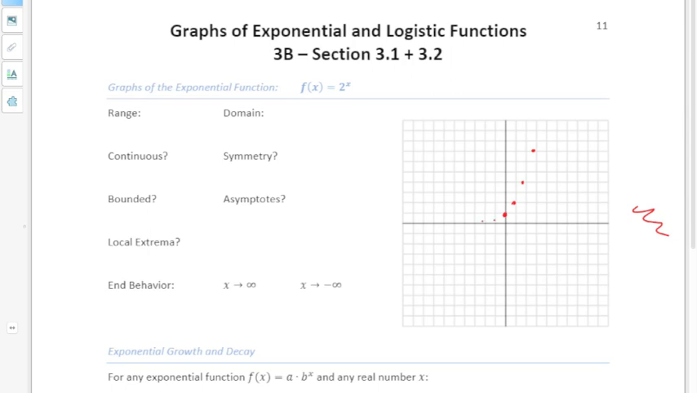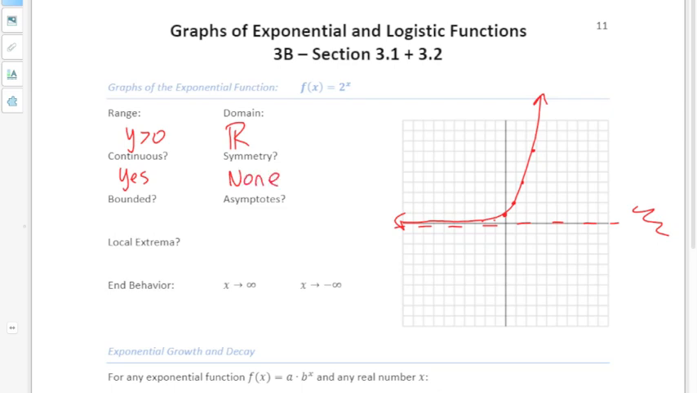And the thing about this 2 to the x, it can never equal 0, and it can never go negative. So we actually have a horizontal asymptote right there. And so we basically have this line that goes like this. So if I'm looking at this, my range is that y is going to always be greater than 0, but not equal to. Domain is all real numbers. It's continuous because I never have to lift my pen up. It has no symmetry.